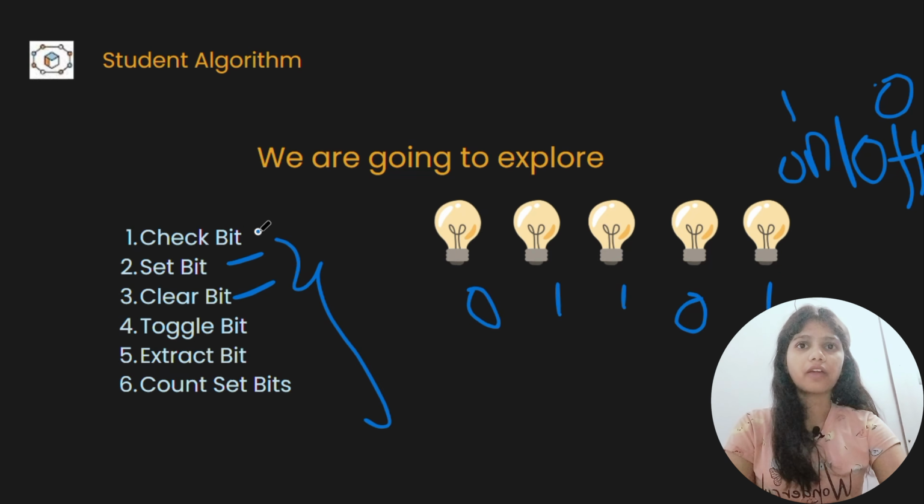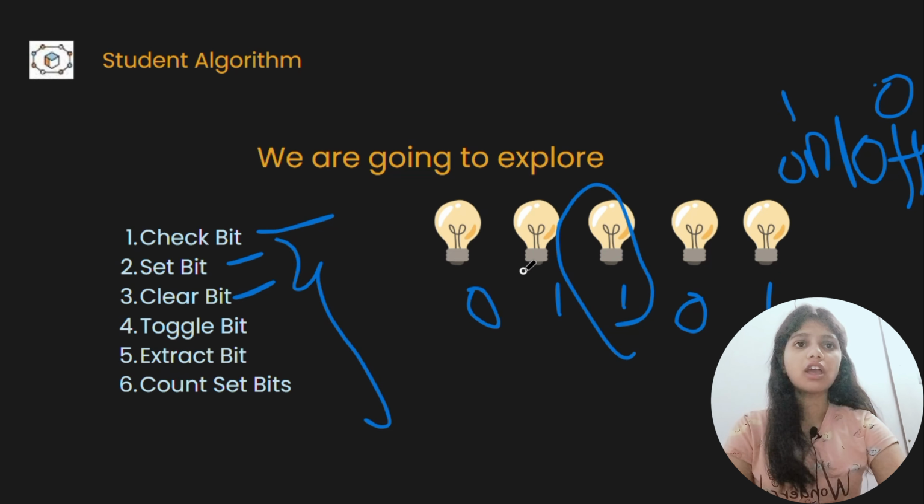Check bit is nothing but checking whether a bit is turned on or off at a particular position. We'll consider position 0, position 1, position 2, position 3 and position 4. At a particular position, we check whether the number is 1 or 0. So this is all about check bit.